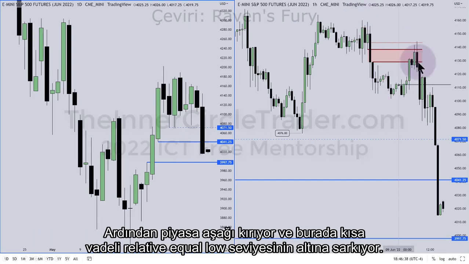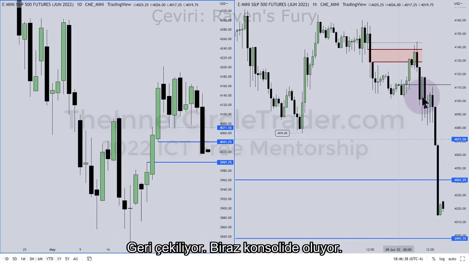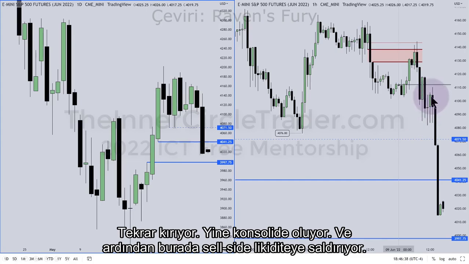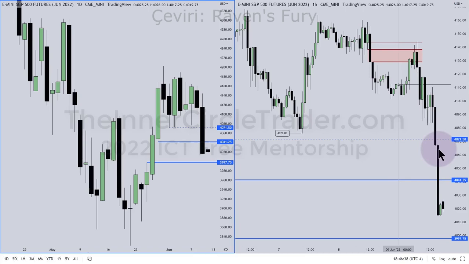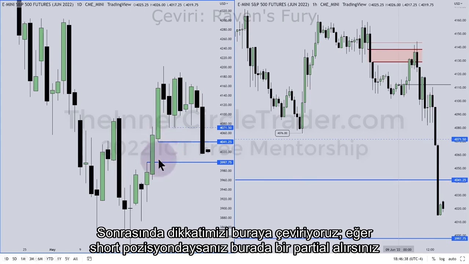Then the market breaks lower, trades below the short-term relative equal lows here, retraces, consolidates a little bit, breaks once more, consolidates, and then attacks the sell side here and aggressively runs through the 470, which is what we were anticipating based on my commentary before the market opened. And then we take our attention down to here.